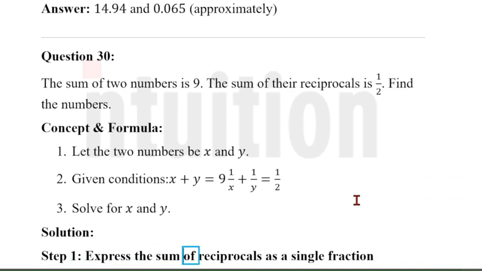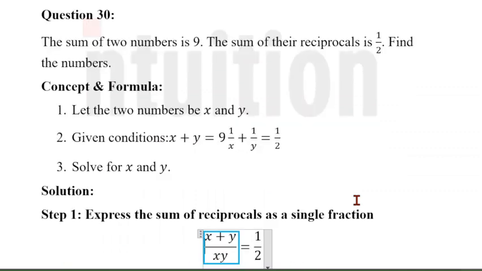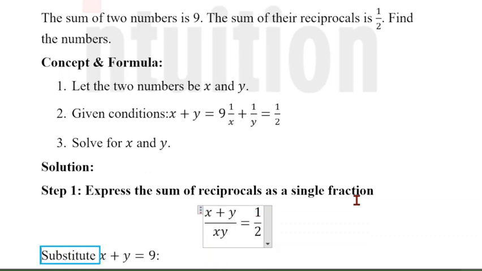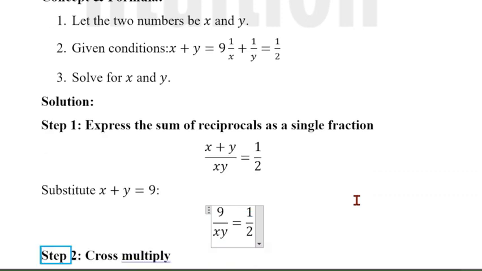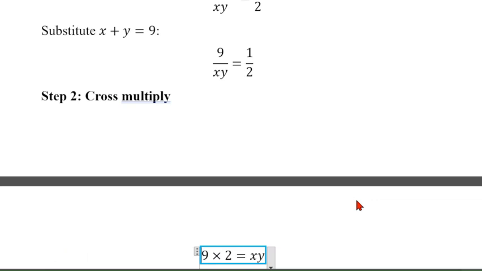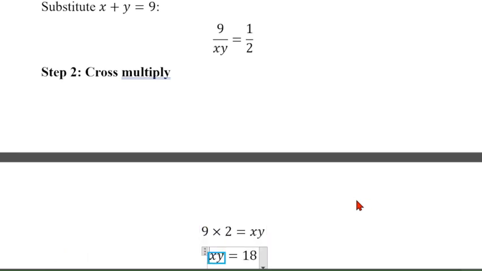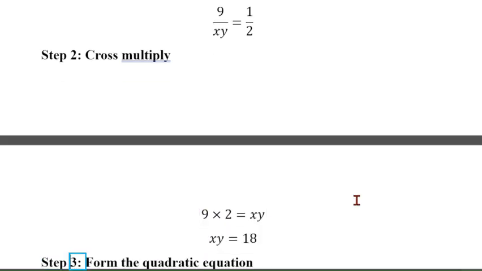Express the sum of reciprocals as a single fraction. (x plus y) over xy equals 1/2. Substitute x plus y equals 9. 9 over xy equals 1/2. Step 2. Cross multiply: 9 times 2 equals xy. xy equals 18.